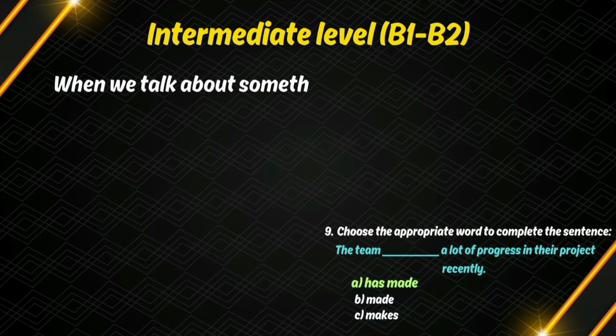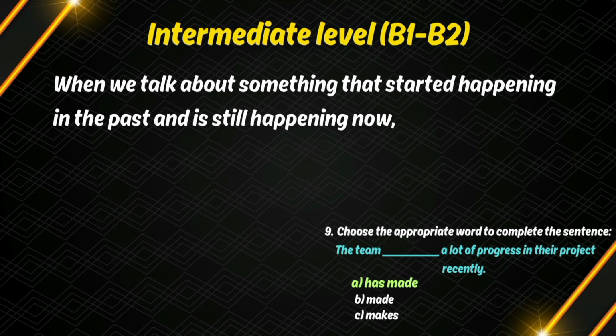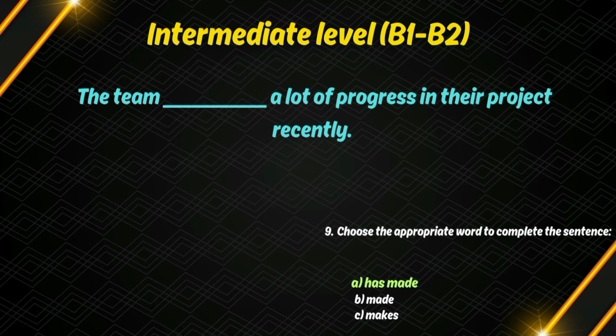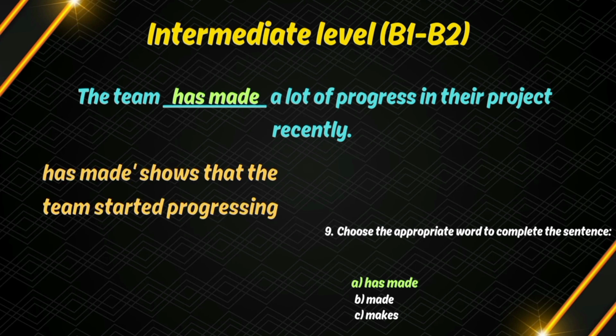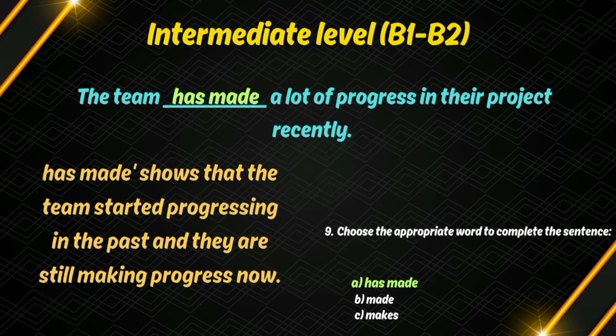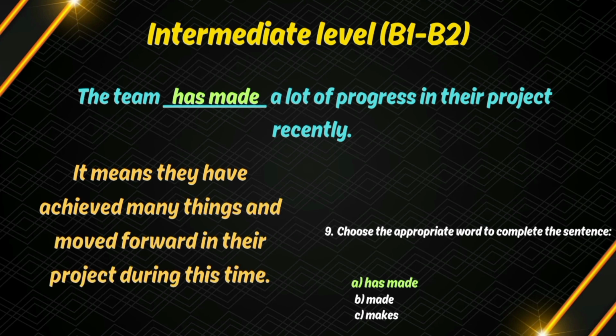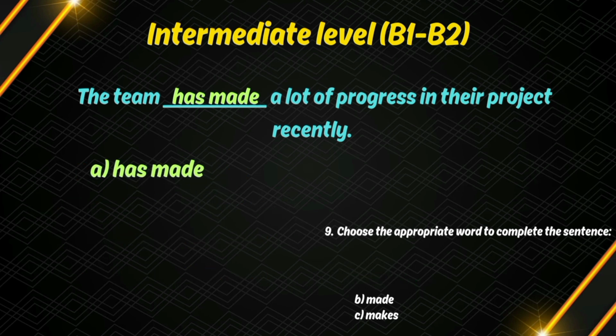When we talk about something that started happening in the past and is still happening now, we use has made. For example, in the sentence, the team has made a lot of progress in their project recently. Has made shows that the team started progressing in the past, and they are still making progress now. It means they have achieved many things and moved forward in their project during this time. So, has made is the right choice for this sentence.